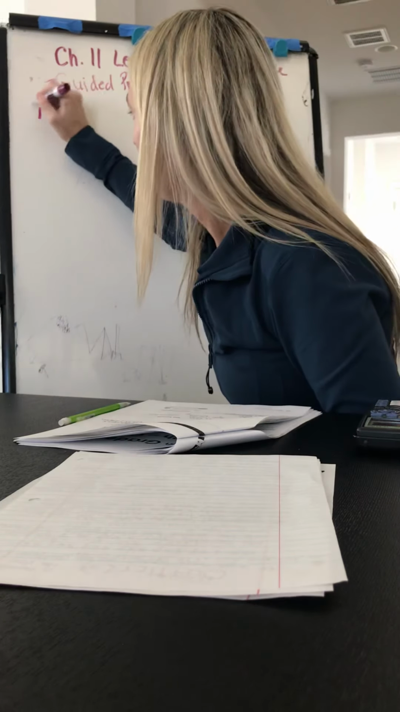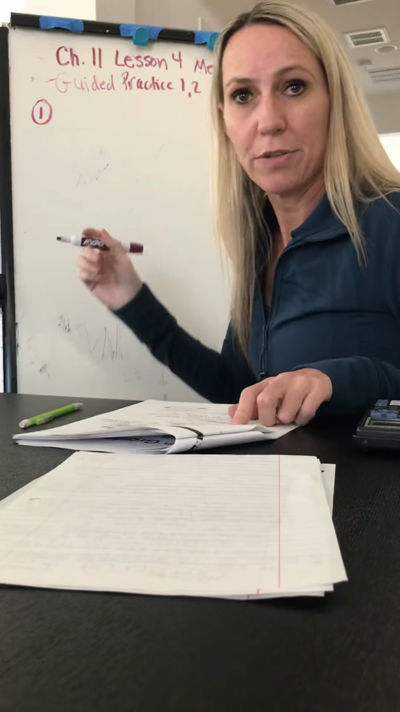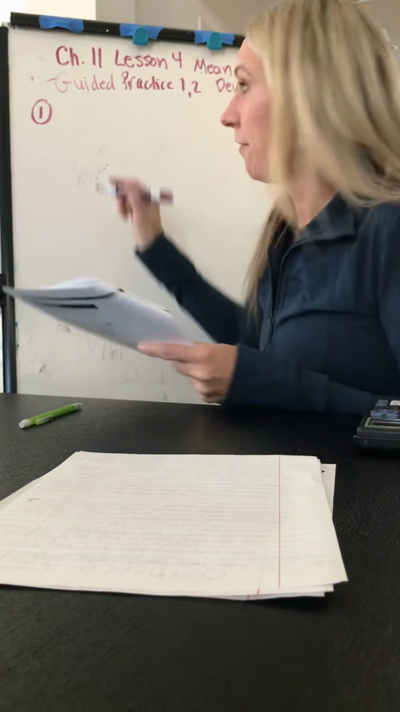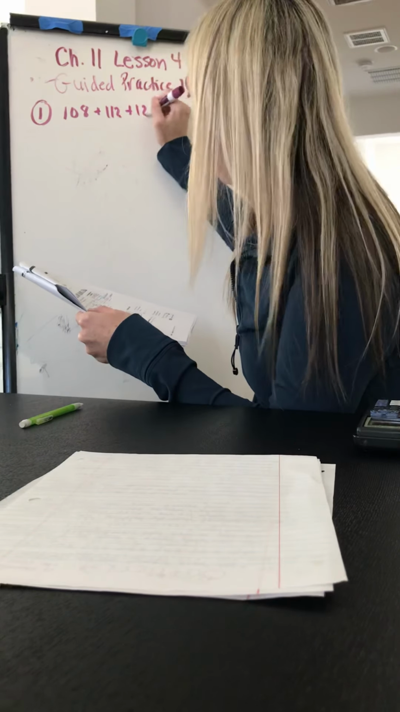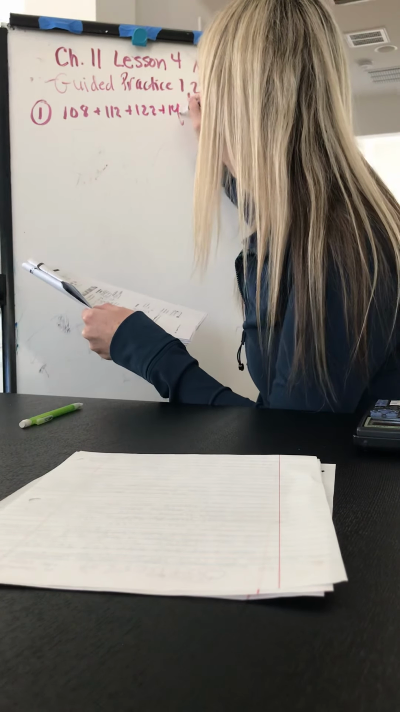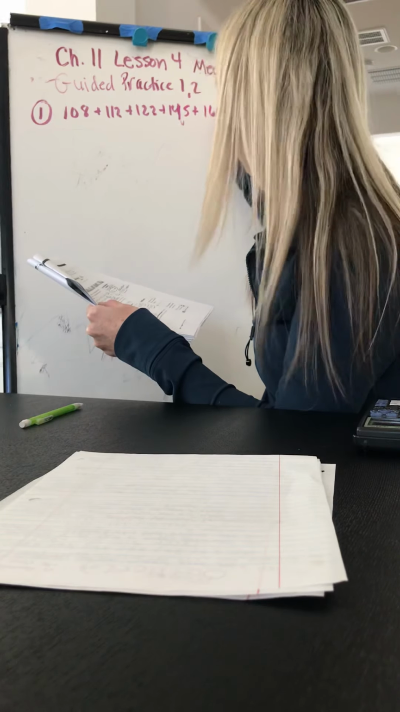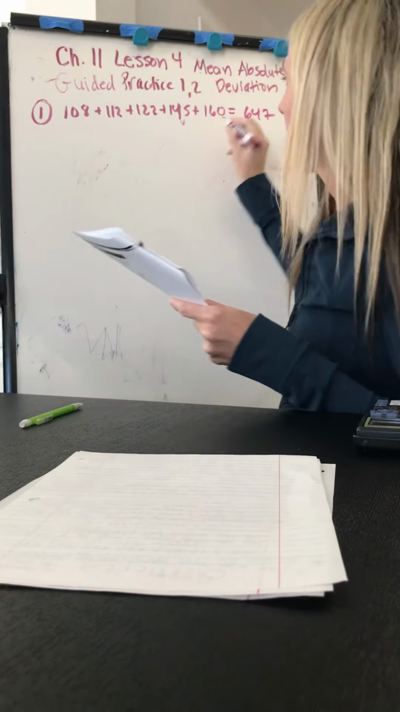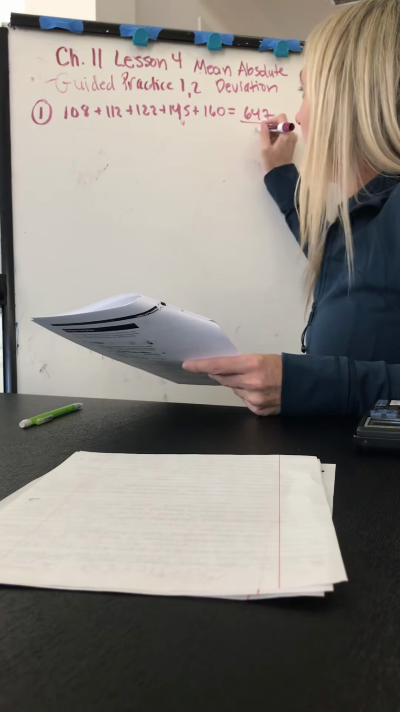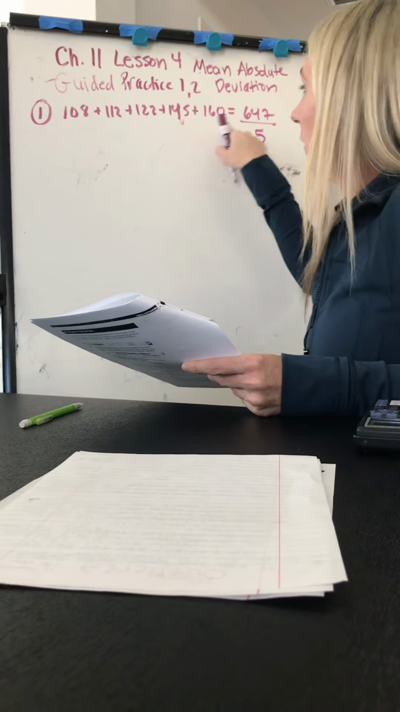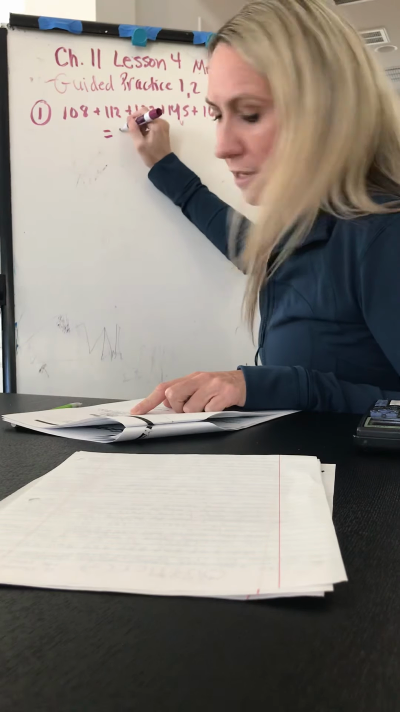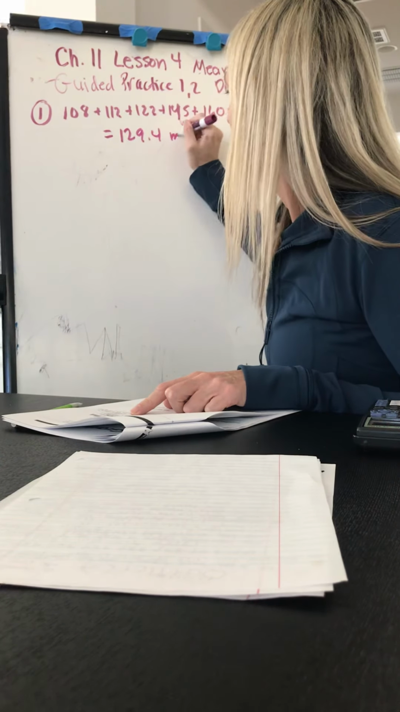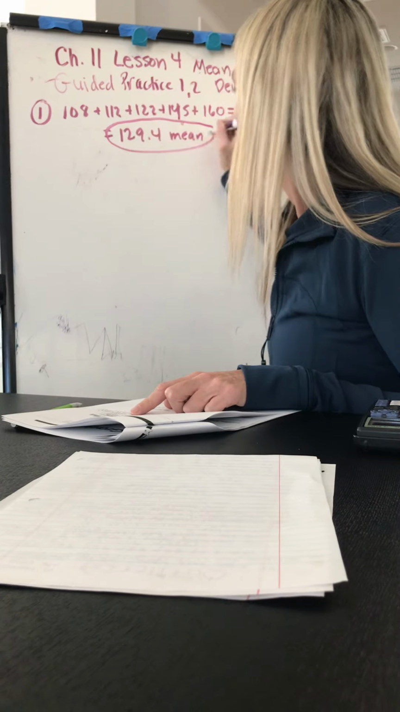Okay, so for guided practice number 1, the first thing you do is you take the data and you find the mean first. So we have 108 plus 112 plus 122 plus 145 plus 160, and that equals 647. I put them in order for the mean, but you don't have to put the data in order. Just add them up. We're going to divide by how many there are, which is 5: 1, 2, 3, 4, 5. And 647 divided by 5 is 129.4. That's the mean.